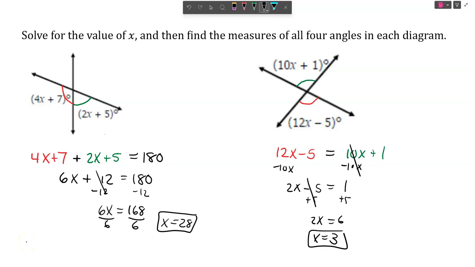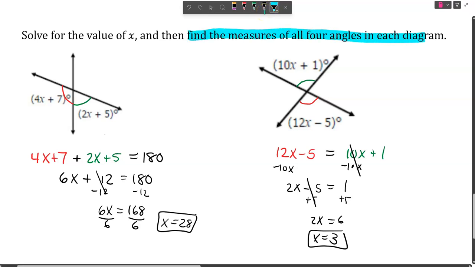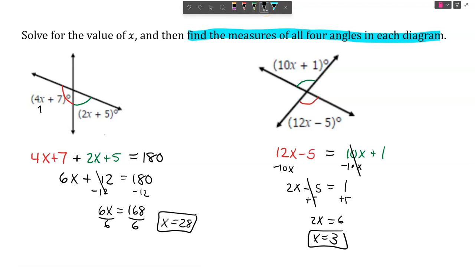So for the first one, we are looking at linear pairs. I took the 4x plus 7, which I have marked up there in red, added it to the 2x plus 5, which I've marked in green, and set it equal to 180. Solve the equation, and I got x equals 28. Now the other direction here says we want to find the measures of all four angles in each diagram. So in addition to this, now I'm going to take that 28 and plug it in for x.